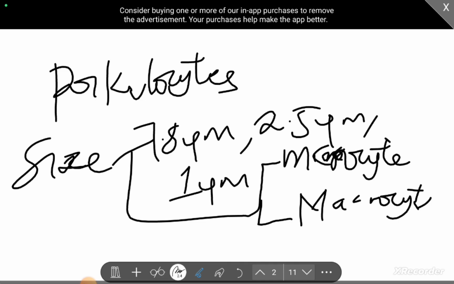Macrocyte. Don't mind my handwriting. So microcyte means a smaller cell, while macrocyte means a larger cell, because of the normal size.